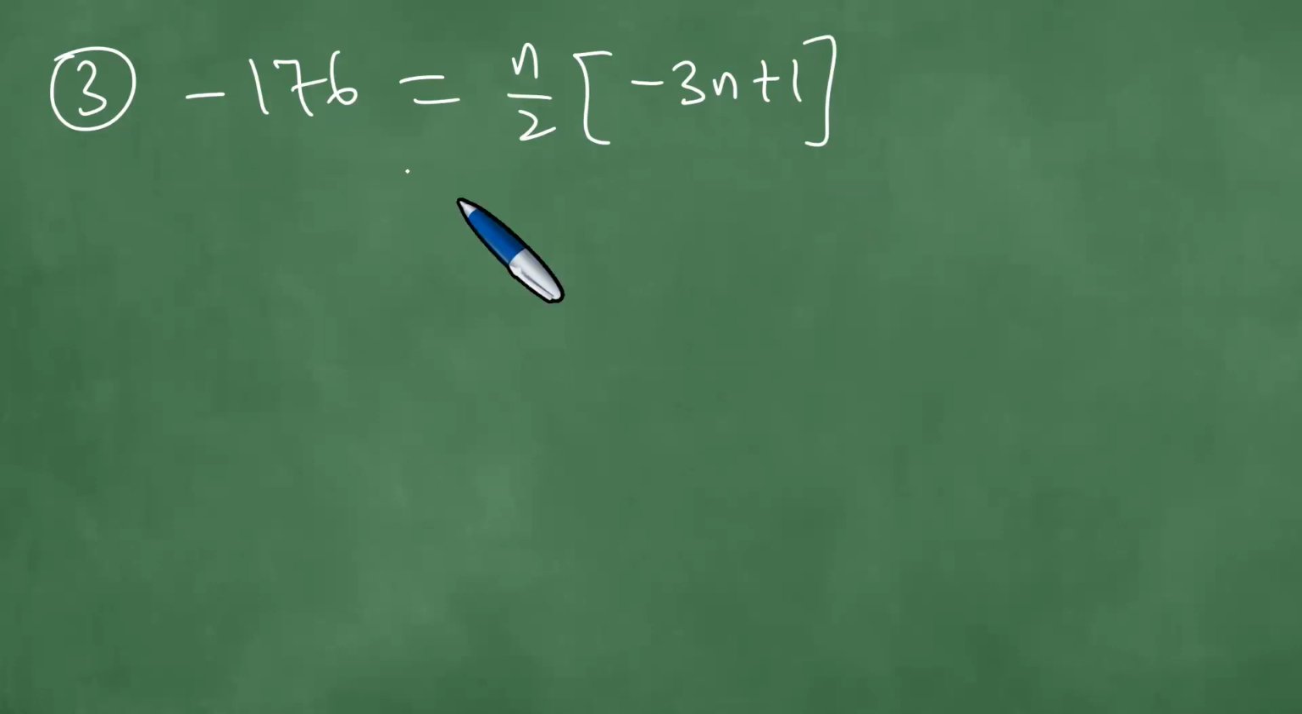So here at this point, you can cross multiply. What is 2 times 176? 352. But there's a negative, so that's minus 352.